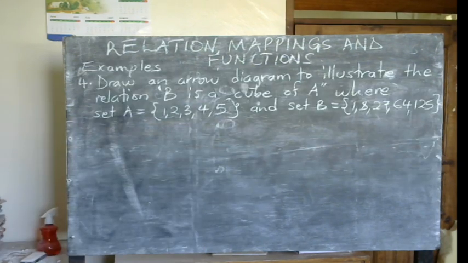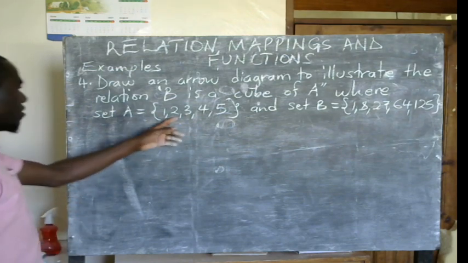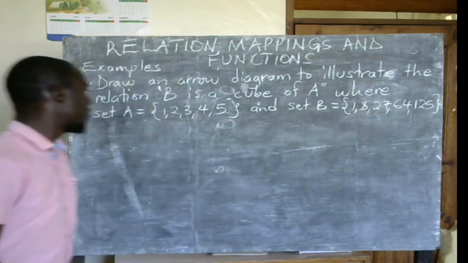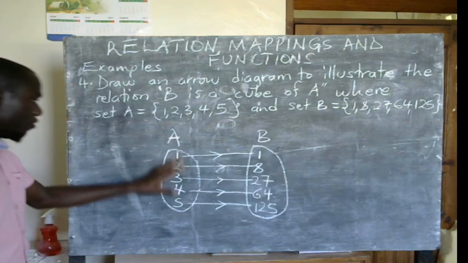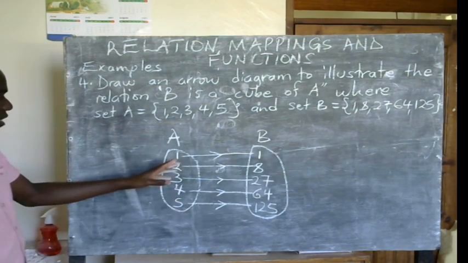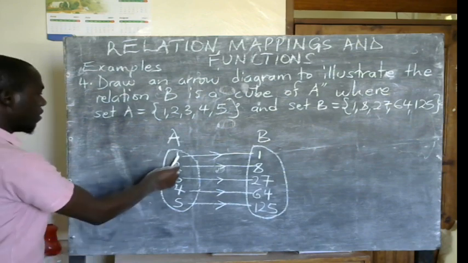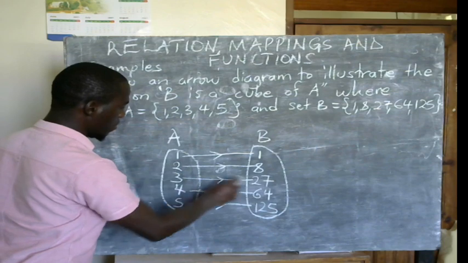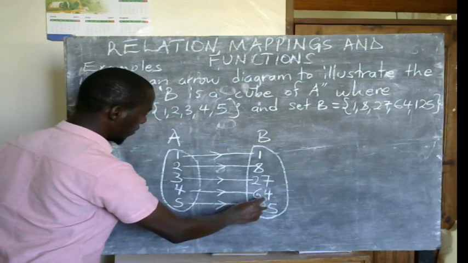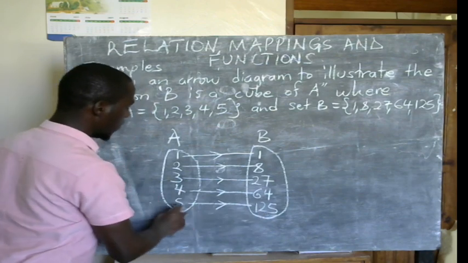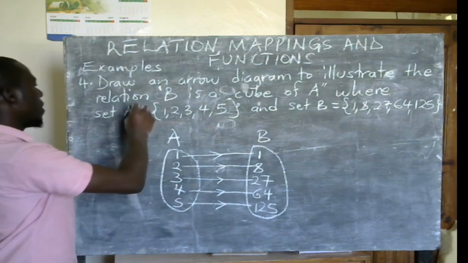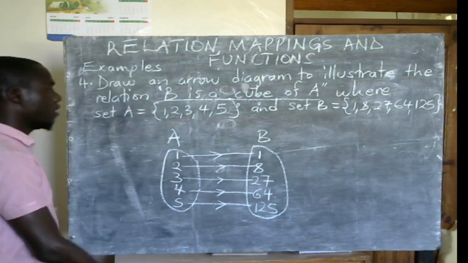Our example: draw an arrow diagram to illustrate the relation B is a cube of A, where set A is this and set B is that one there. So I've drawn my sets A and B. Then I include the arrows to make a complete arrow diagram, showing that 1 is the cube of 1, 8 is the cube of 2, 27 the cube of 3, 64 is the cube of 4, and 125 is the cube of 5. That is our relation, that B is a cube of A.